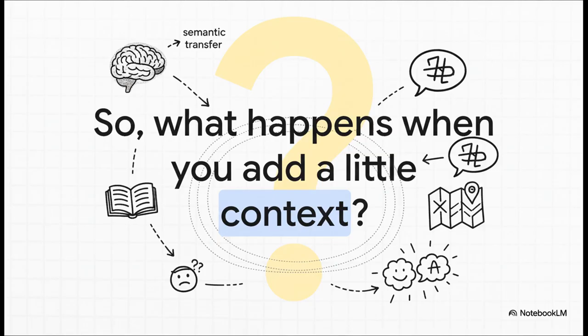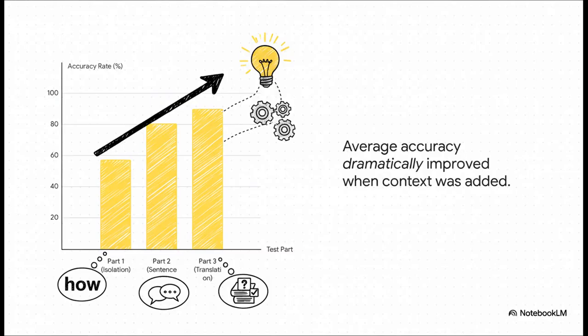But this is where it gets really, really cool. If our brains are so easily tricked in a vacuum, what happens the second you give them a clue? Just a simple sentence, a little bit of information around the word. Does it really make a difference? Oh, you bet it does. Just look at this incredible jump.